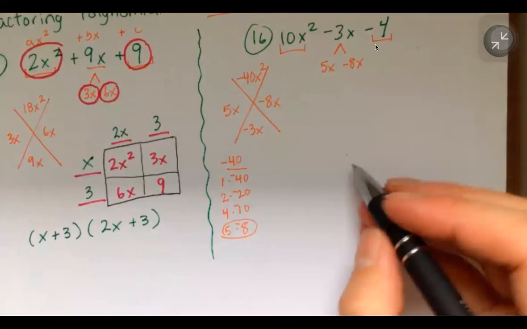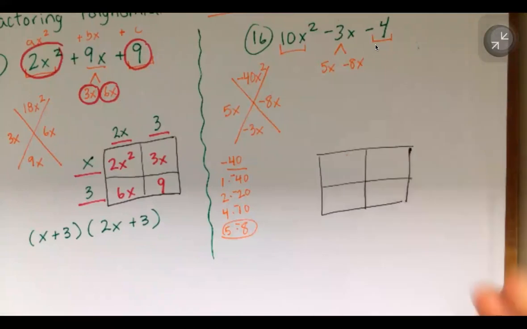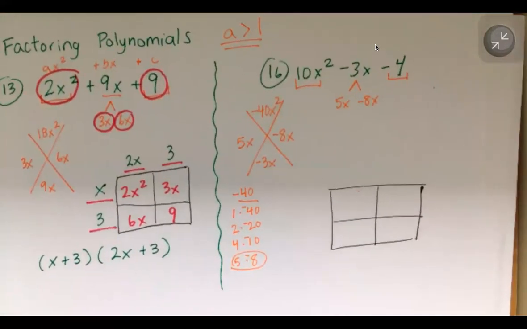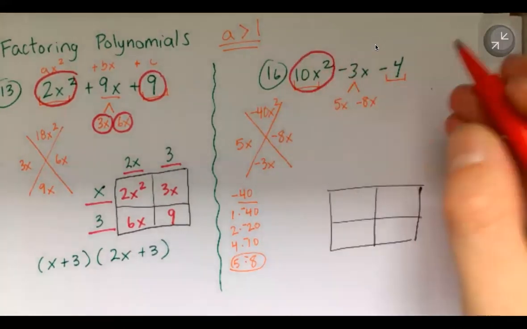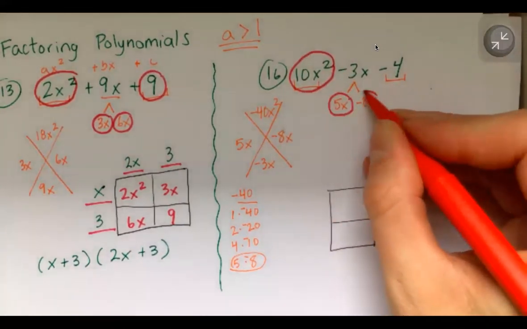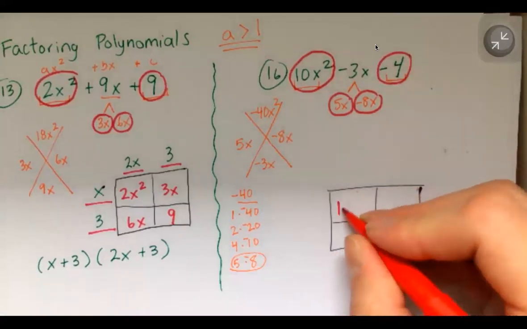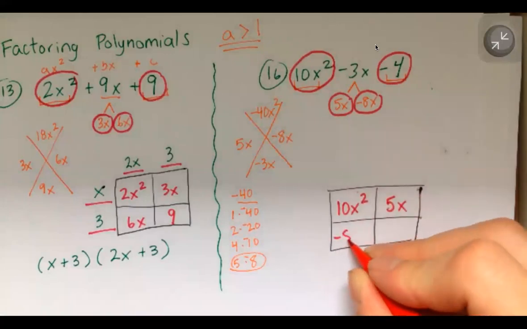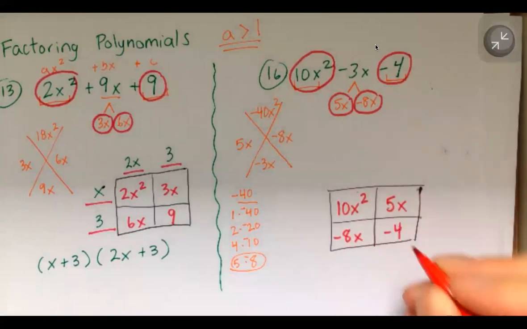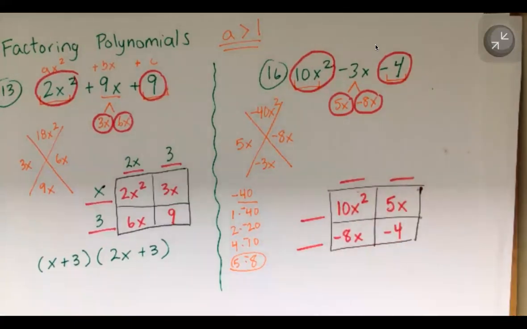All right, so the 4 terms that are going to go in our box are just like last time. They're going to be this one here, these 2 here that split our middle term, and that. So I'll fill those in. And then we will find our GCFs to get the factoring.